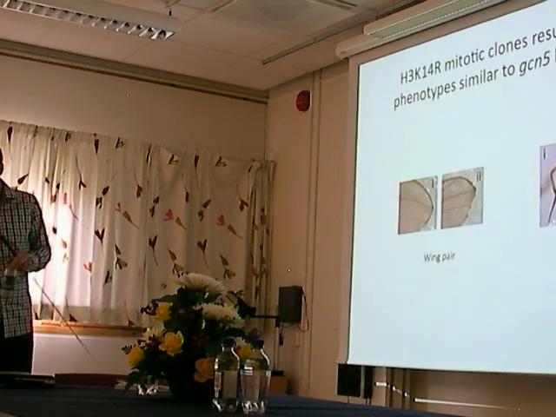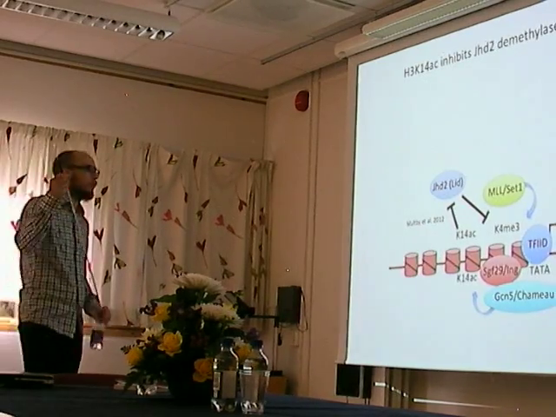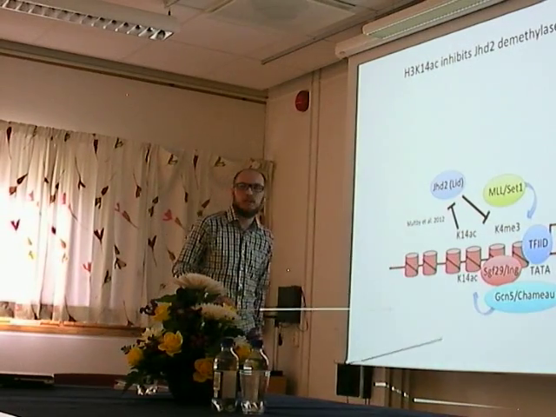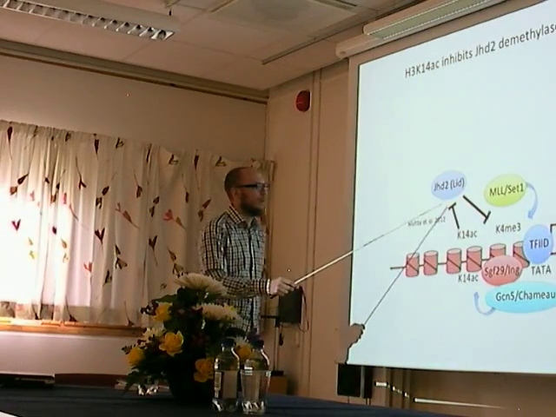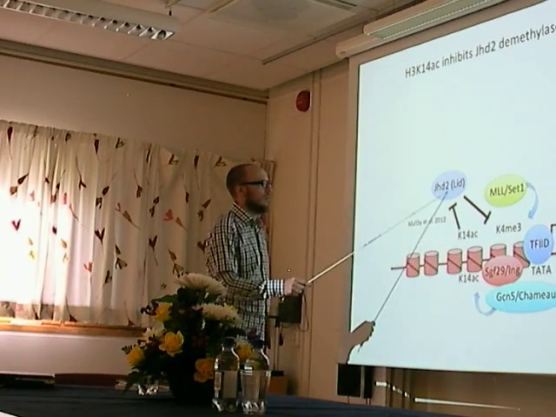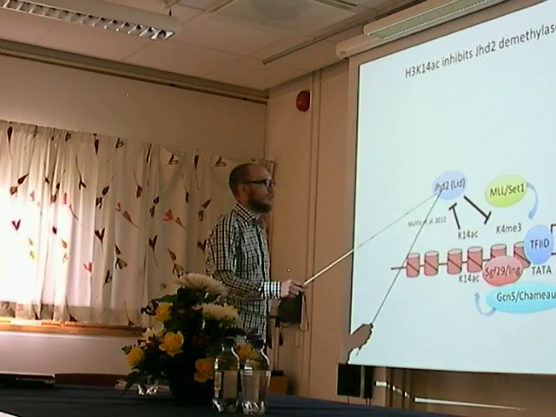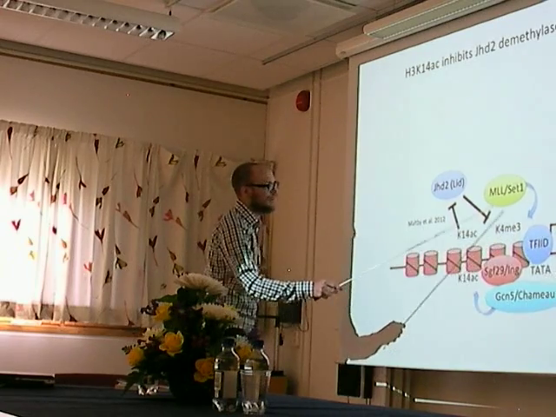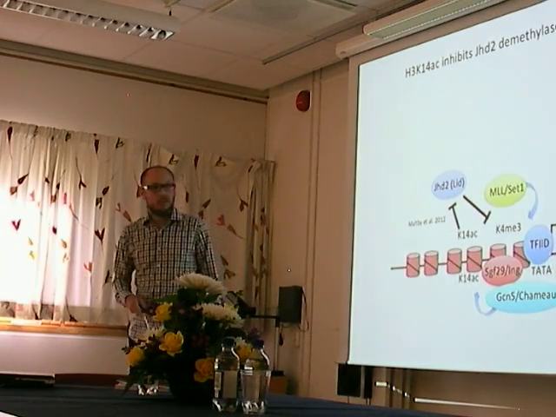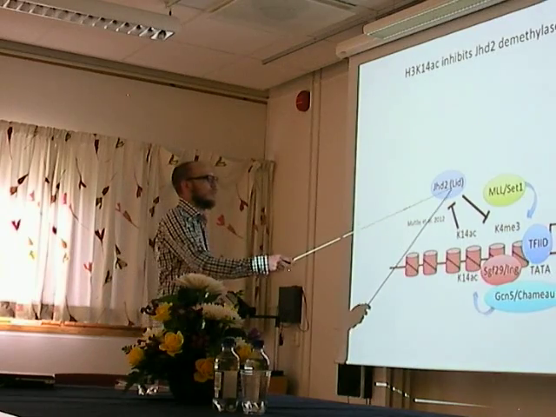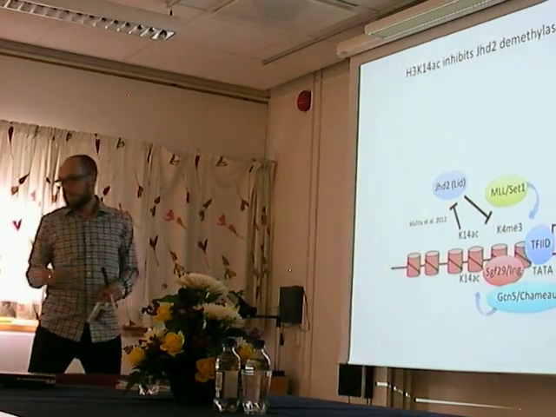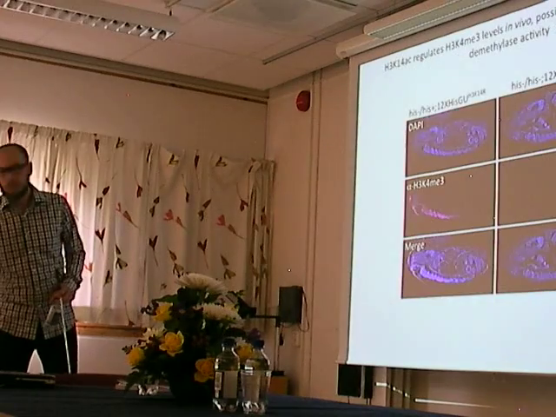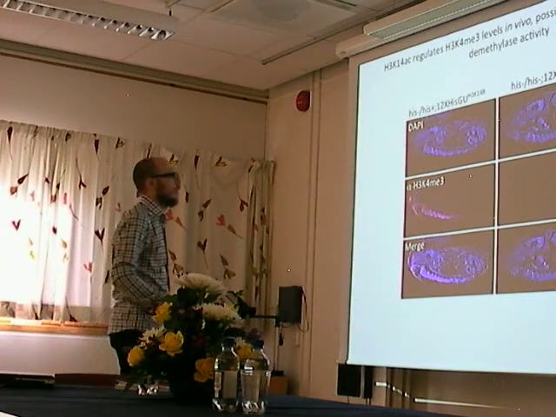Finally, we decided to look into this mechanism which was shown in yeast, that K14 acetylation inhibits JHD2 from demethylating K4 methylation. This enzyme is called LID in Drosophila. So what we did was to stain embryos for K4 trimethylation.